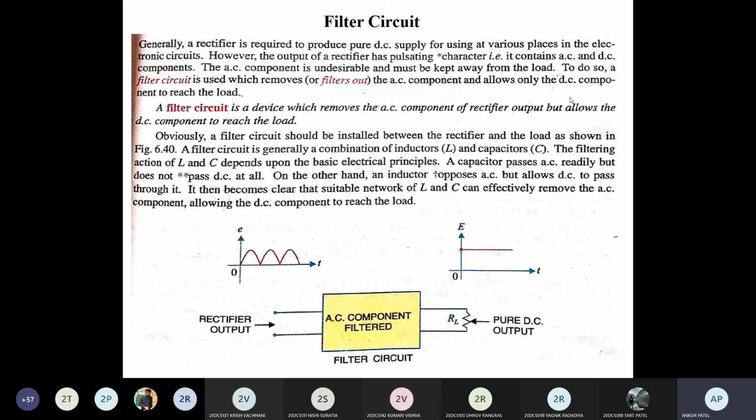A filter is a combination of inductor and capacitor. The filtering of L and C depends upon a basic electrical principle. Capacitor passes AC but does not pass DC. On the other hand, inductor opposes AC but allows DC to pass. So it becomes clear that the network of L and C effectively removes the AC component and allows the DC component to reach the load. Any doubt up to this?